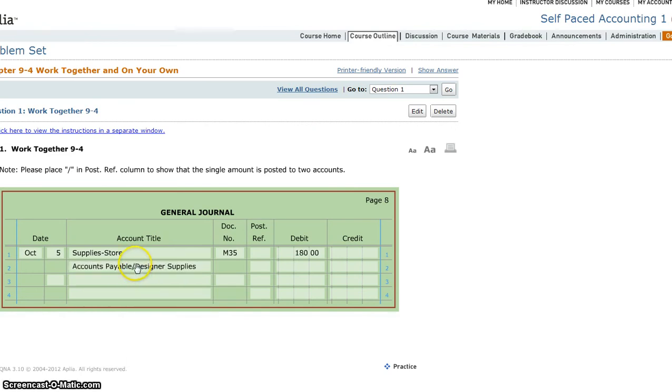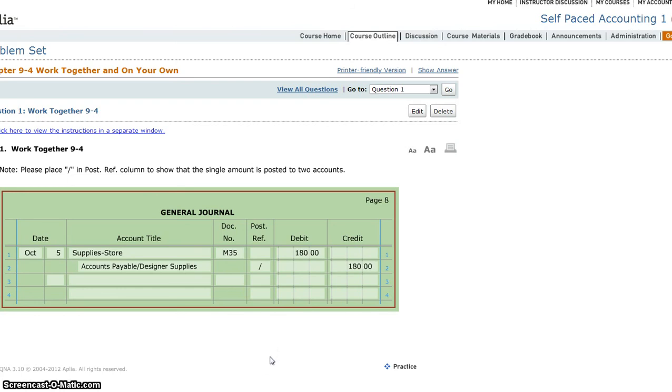Now here's a new note for you. You're going to put a little slash right here because we're going to have two different ledgers coming up, where we have an accounts payable account right here in the general ledger, and then an accounts payable ledger where Designer Supplies goes in. Something else you need to know is that there needs to be a forward slash here, because technically we're going to post this twice, and that's the reason why there's a slash here and there's a slash here. Very, very important to know. We're going to go ahead and credit that for $180.